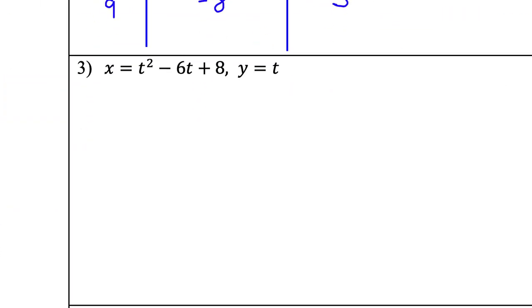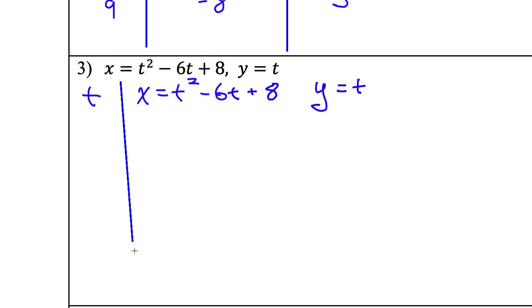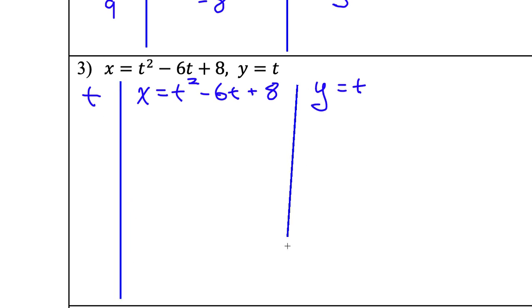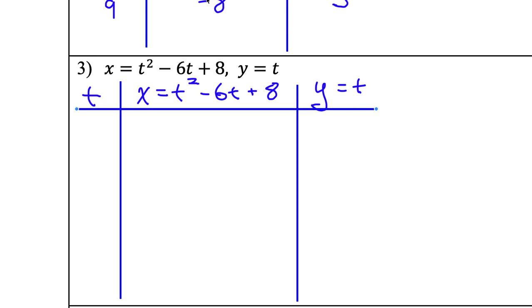Okay, again, I need to set up my table. So values of t. My x values are going to be given by t squared minus 6t plus 8. And I should make my t slightly curlier so I can tell them apart from my pluses. And my y values, which is just, again, t. I'm going to copy that down. All right, let's go ahead and make my columns. And then go ahead and make the top of the table look nice and formal.